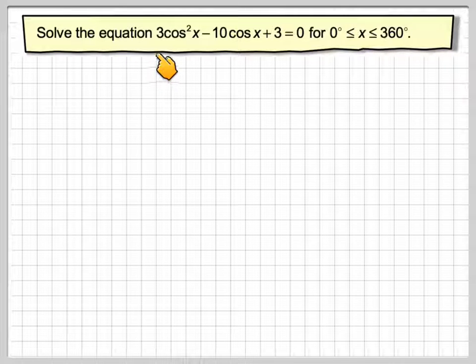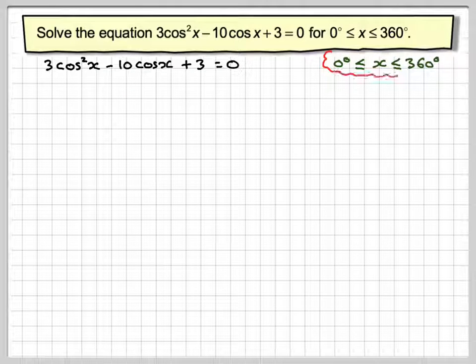Right, we're now going to solve the equation 3 cos squared x minus 10 cos x plus 3 is equal to 0 for x being between 0 and 360. So writing out the equation, and we're solving it between 0 and 360. Now, you could either use the quadratic solver on your calculator, or you can factorize it for yourself.